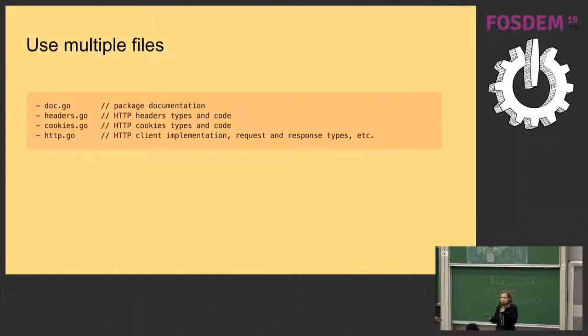The first thing is about organization, because organization is what matters. Try to use multiple files. Go allows you to split your package into multiple files, and you can create some logical separation. For example, in the HTTP package, you can put all the header-related stuff in headers.go, cookies-related stuff in cookies.go, all the core stuff maybe in http.go, or if it gets too long, you can split it as client.go and server.go.